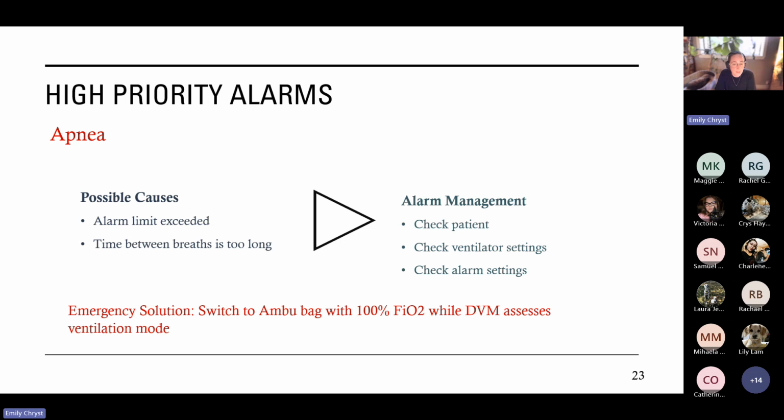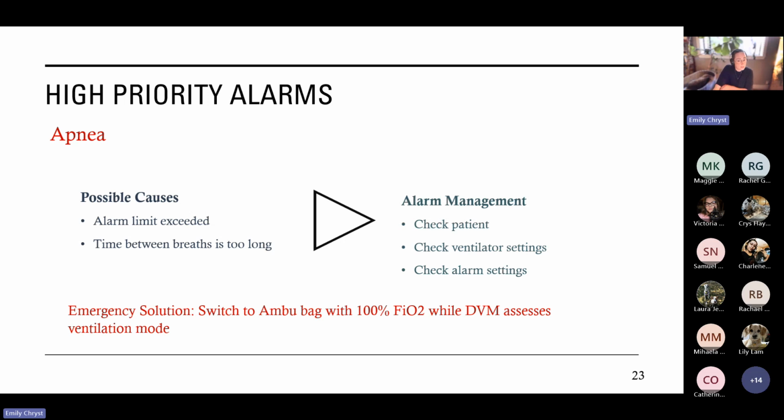In order to manage that alarm, we're going to check our patient first, right? Always check our patient. And then we're going to check our ventilator settings. We might need to change the settings on the ventilator to deliver more breaths on its own because the patient's not going to do it on their own. This happens a lot when we're trying to wean.